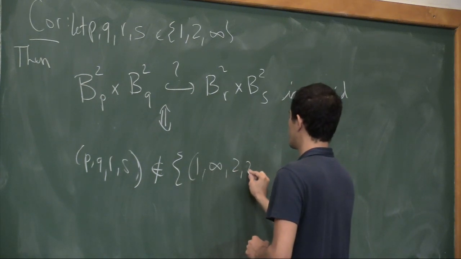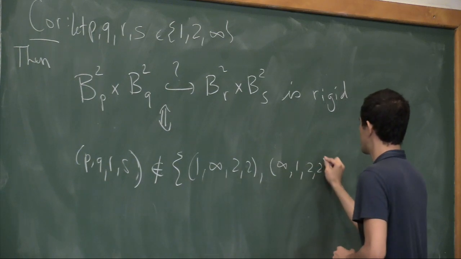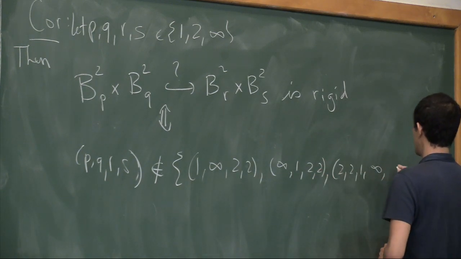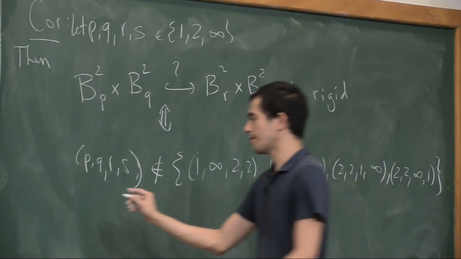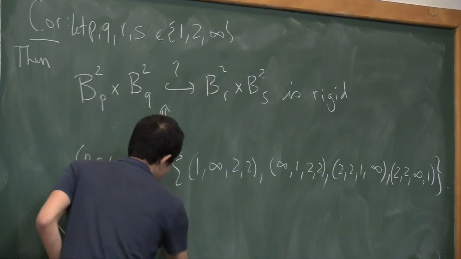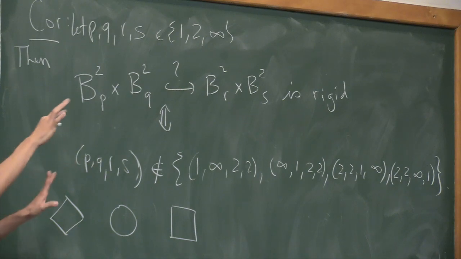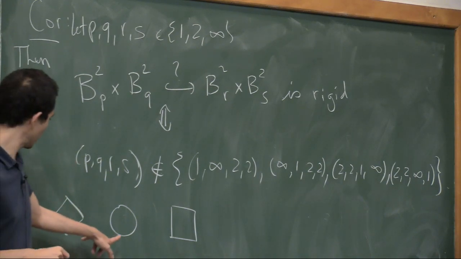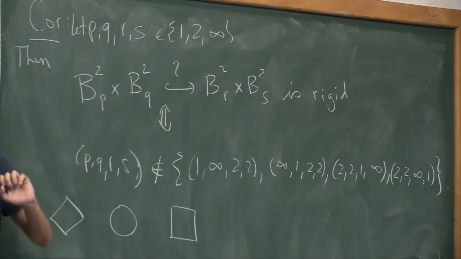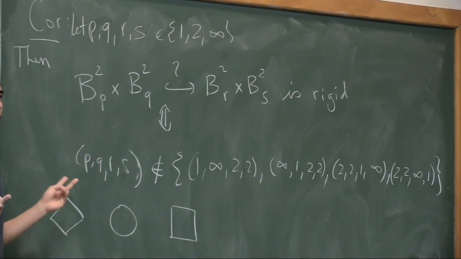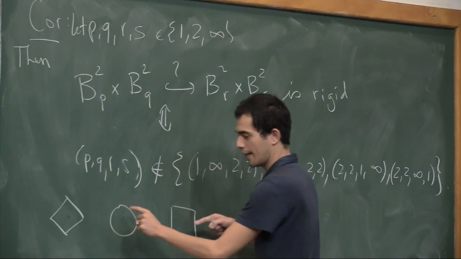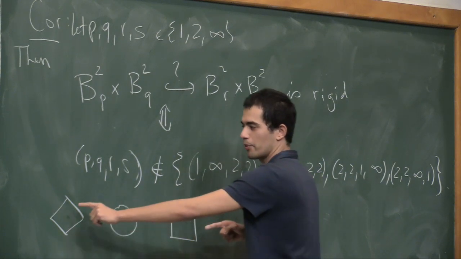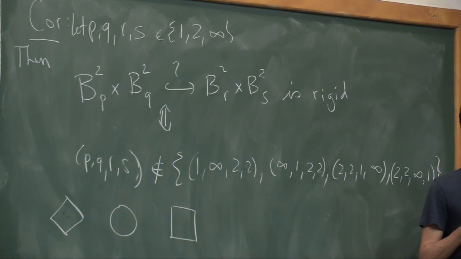So it's (1, infinity, 2, 2), (infinity, 1, 2, 2), (2, 2, 1, infinity), and (2, 2, infinity, 1). So in other words, take diamond, disk, and square. Take the products of all of these. Take the product of two of these, and then take another product, and try to embed one into the other. So there are only basically two cases that are bad, which are if you try to embed the product of the diamond and the square into the bidisk, and the bidisk into the product of the diamond and the square. So everything else is rigid.